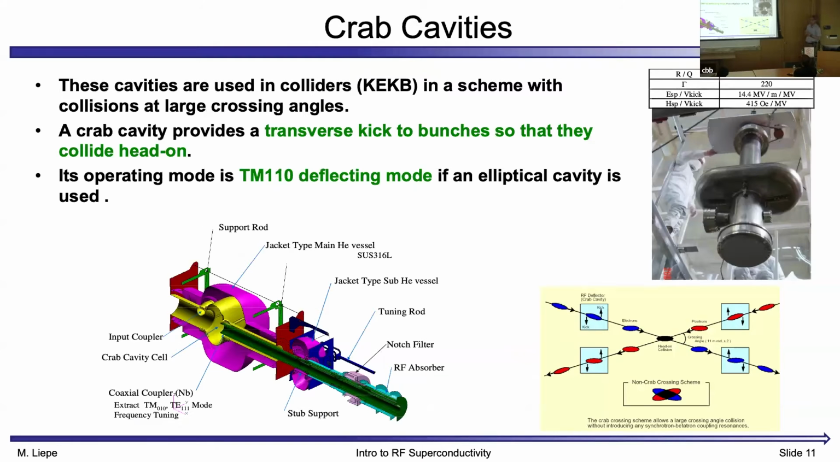Then there are these crab cavities. Those are the ones which have transverse fields. They can have a bit of funny shape. They're no longer completely circular, but deformed. They're different designs. But in colliders, these are used to twist the beam.